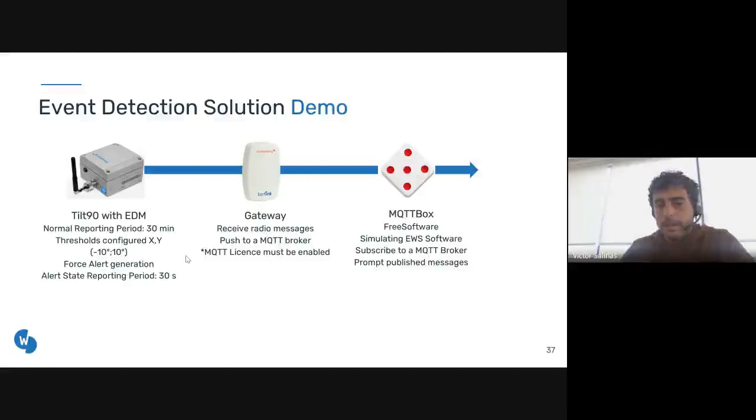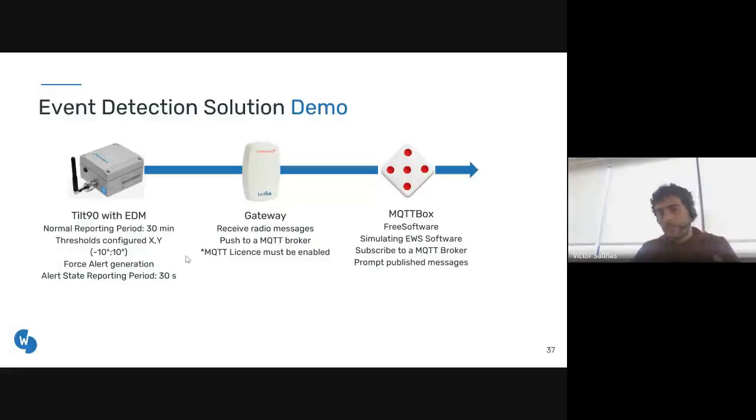configured to report information each half an hour, but thresholds have been configured in all horizontal axes at -10 degrees and +10 degrees. So we're going to force an alert. We will see the message incoming, and we're going to change the reporting period to 30 seconds.